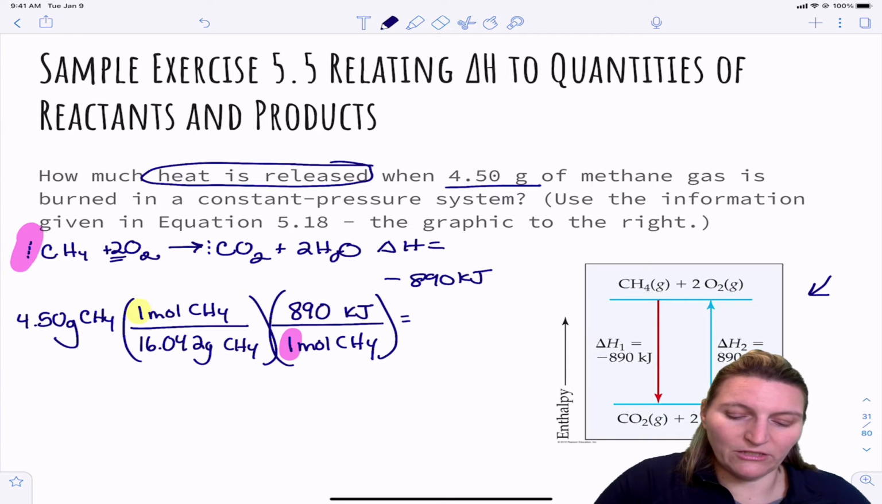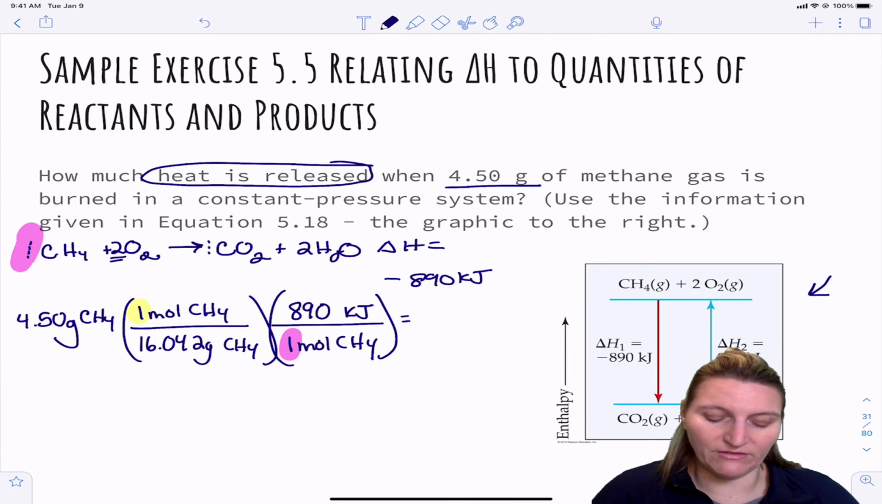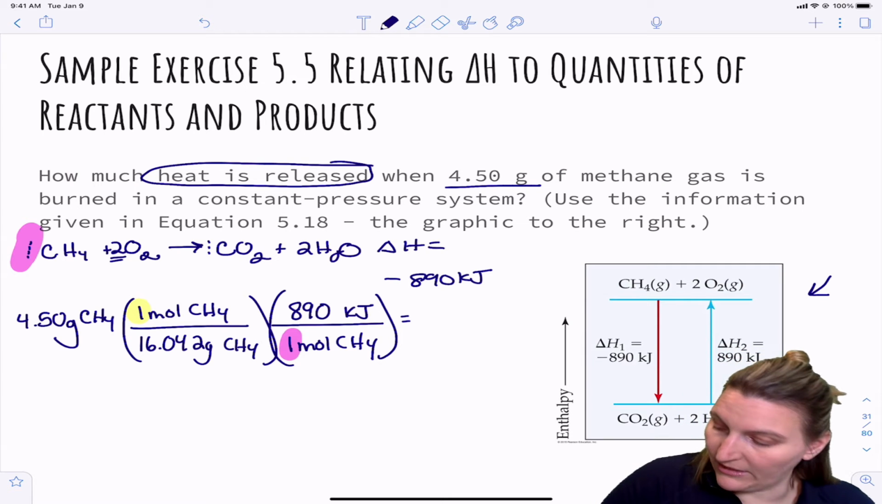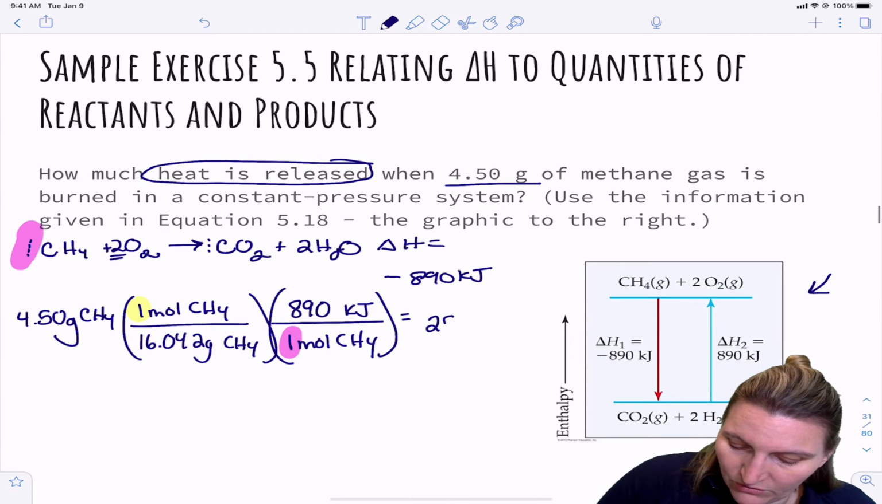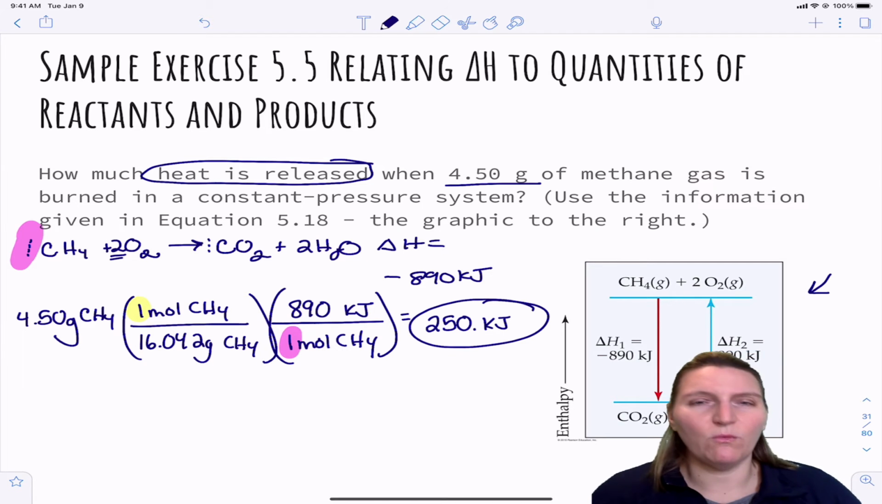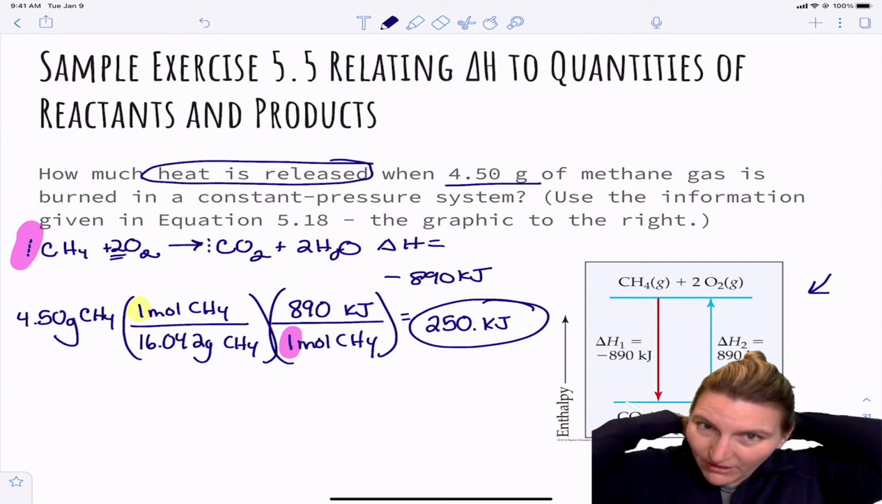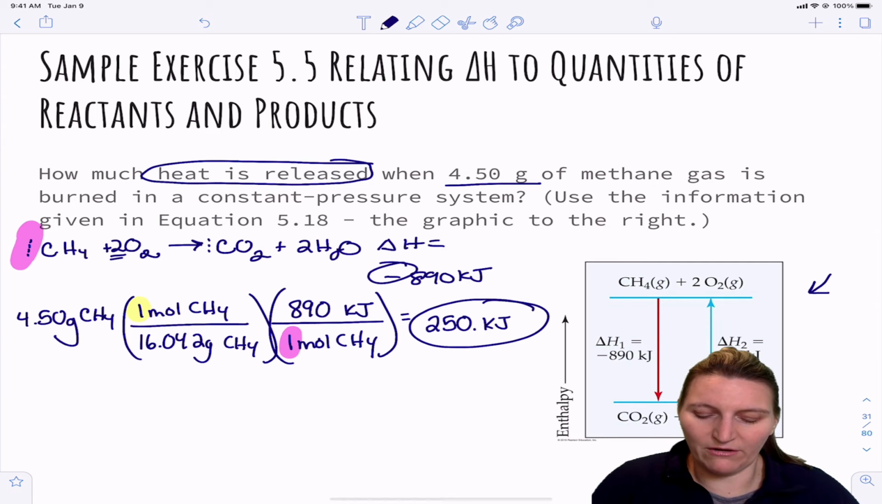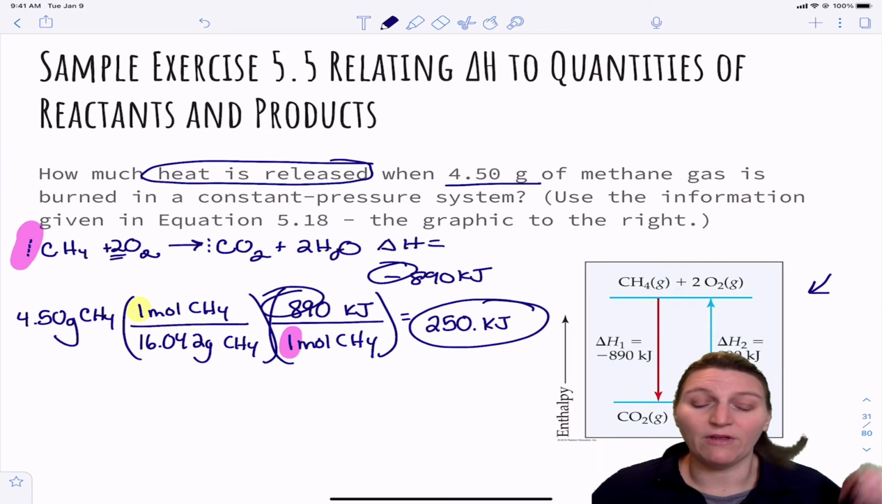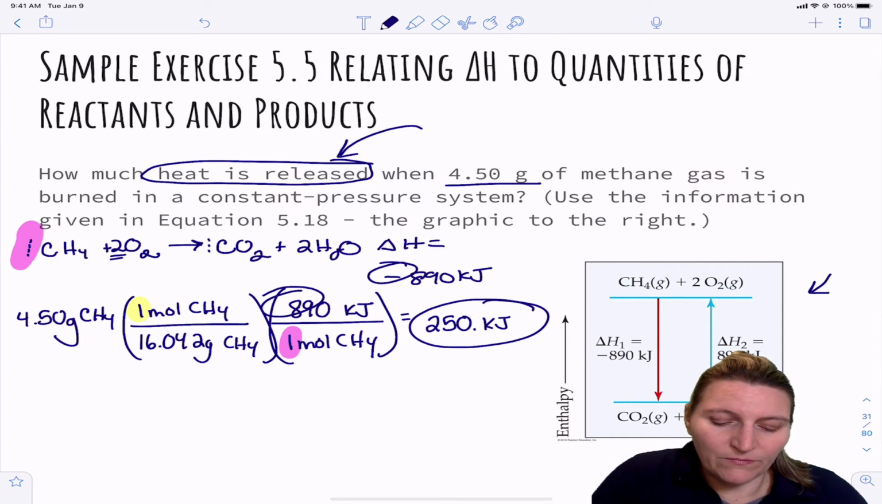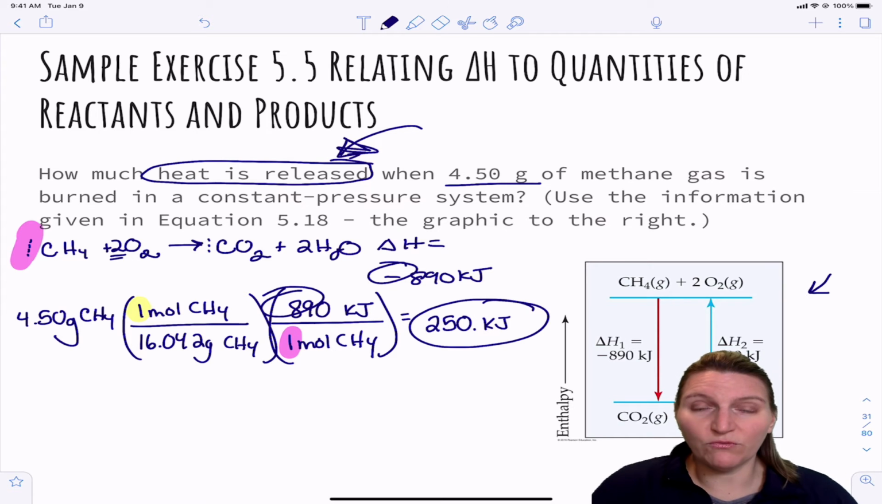So now we plug this into our calculator, 4.50 divided by 16.042 times 890, and we get to 3 significant figures, 250 kilojoules. And if you're wondering, well, where did the sign go? It was negative here, and then when you put it in here, it was positive. So this is where it's really important to read the question.